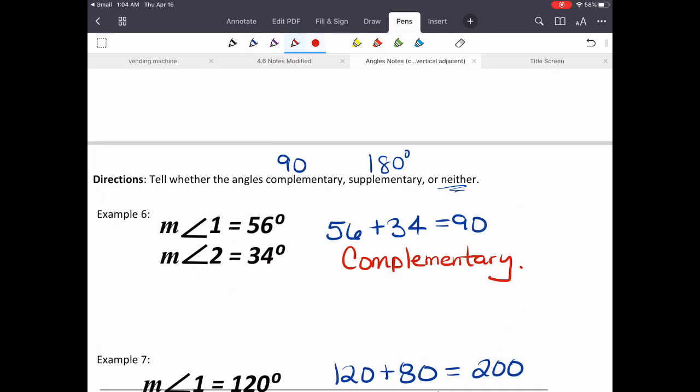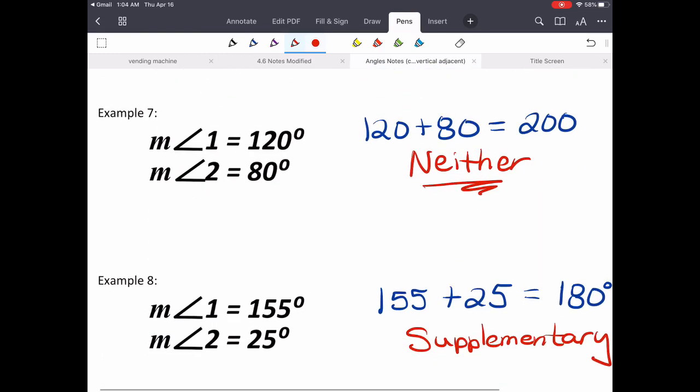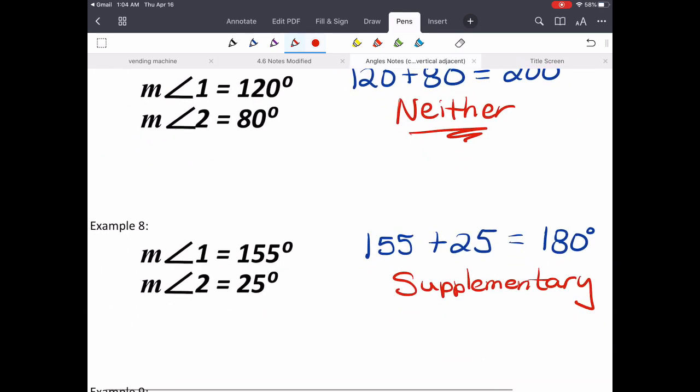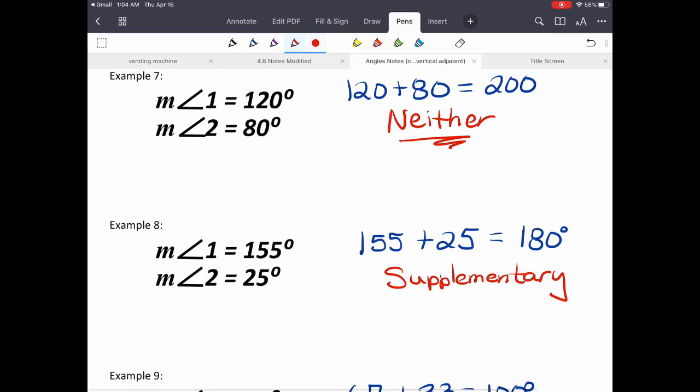So go ahead and pause the video and just go through those quickly and just see how your answers match up. Okay, example 6, you should have ended up with complementary because they added up to exactly 90 degrees. 56 plus 34 is exactly 90. Number 7, you should have ended up with neither because 20, even though that's over 180, that doesn't matter. It has to be exactly 180 or it has to be exactly 90. It can't just be something close. So that would be neither. Number 8 is supplementary because those two numbers, 155 plus 25, adds up to exactly 180.